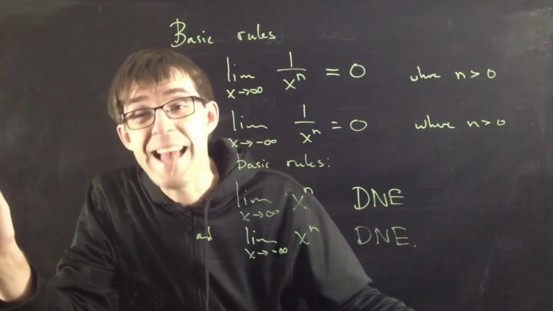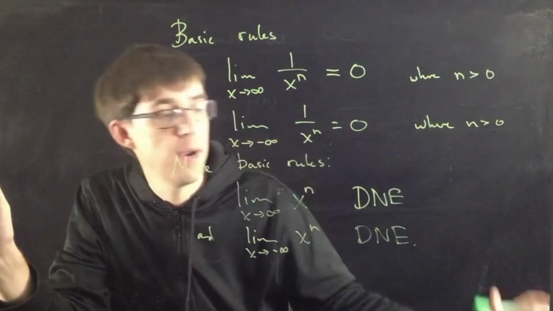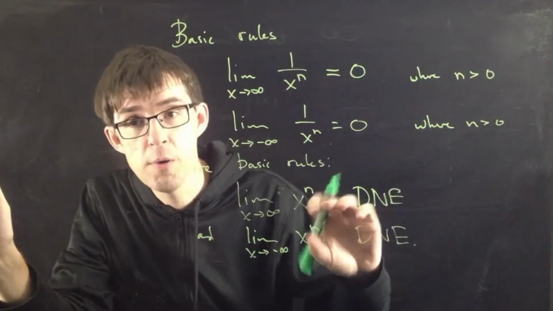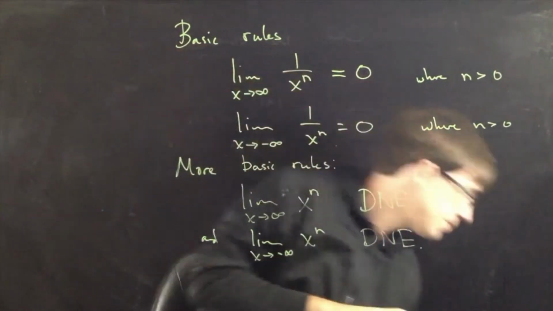So when you're talking about limits at infinity, that's the topic for today. That is, x goes to infinity or x goes to minus infinity. If x is in the denominator, you're going to get 0. If x is in the numerator or by itself, the limit does not exist. Okay.